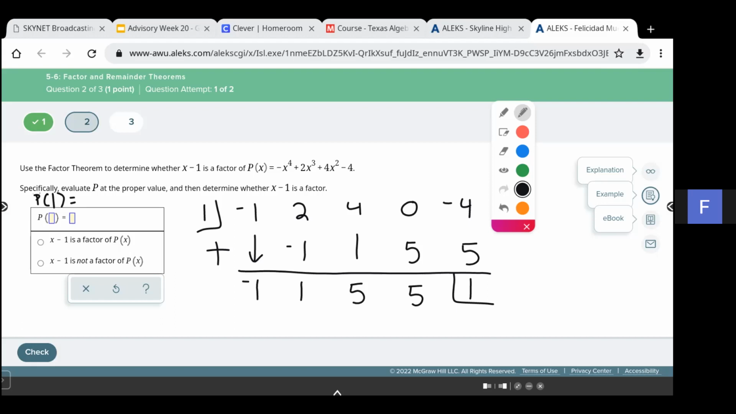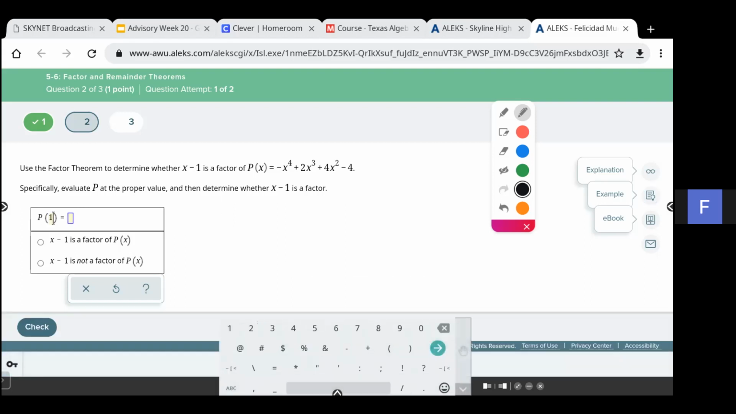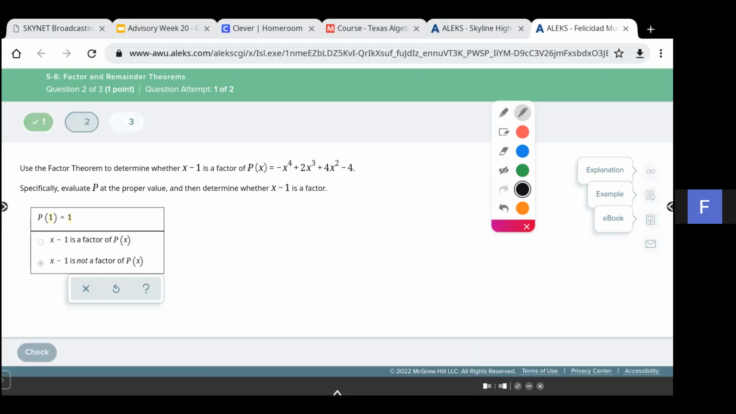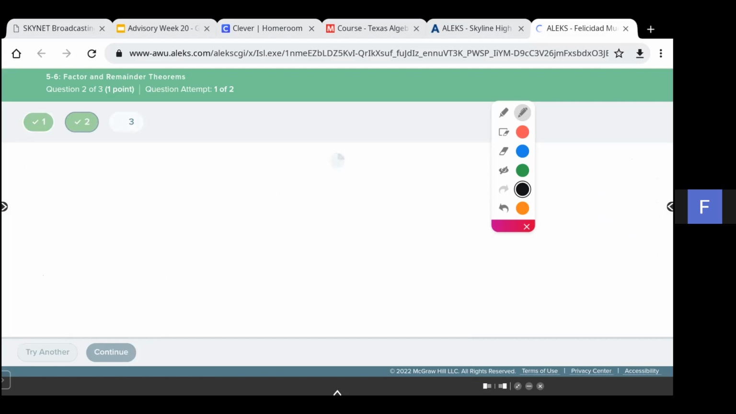So my remainder is not 0, so this is not a factor. So I'm going to say P of 1 equals 1, and it is not a factor. So I'm going to go ahead and hit check. I'm going to hit try another and see if maybe they give me one that will be a factor.